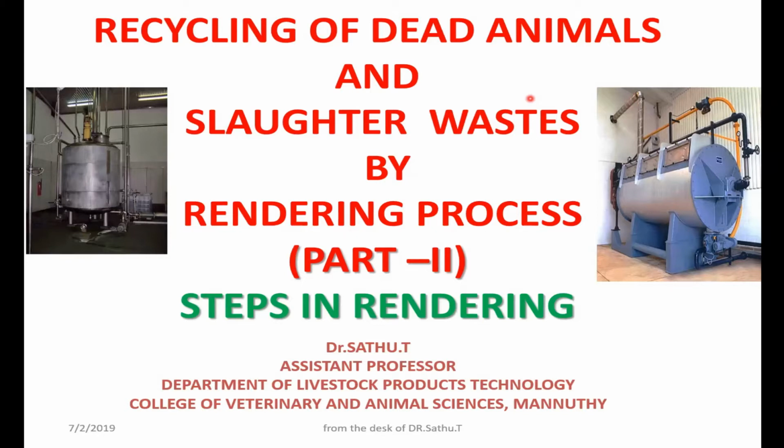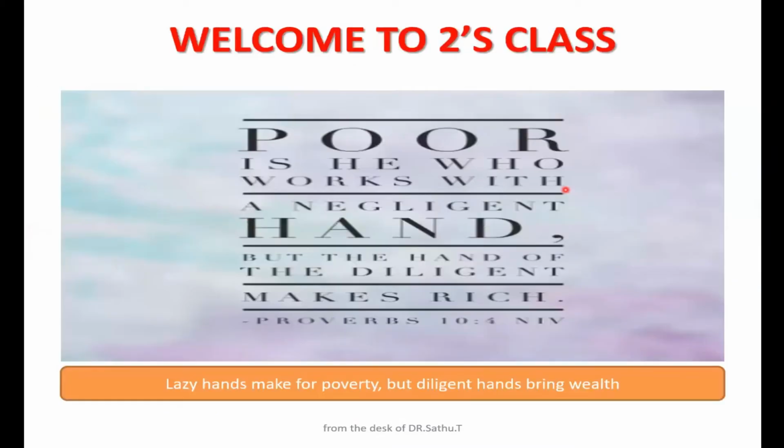In Part 1, we have seen different methods of rendering, that is dry rendering and wet rendering. How the renderer works, we have seen. How the steam is generated from the boilers and how it goes into the renderer, the double-jacketed rendering machine, that is dry rendering. In today's lecture, I will be talking about the different steps in dry rendering.